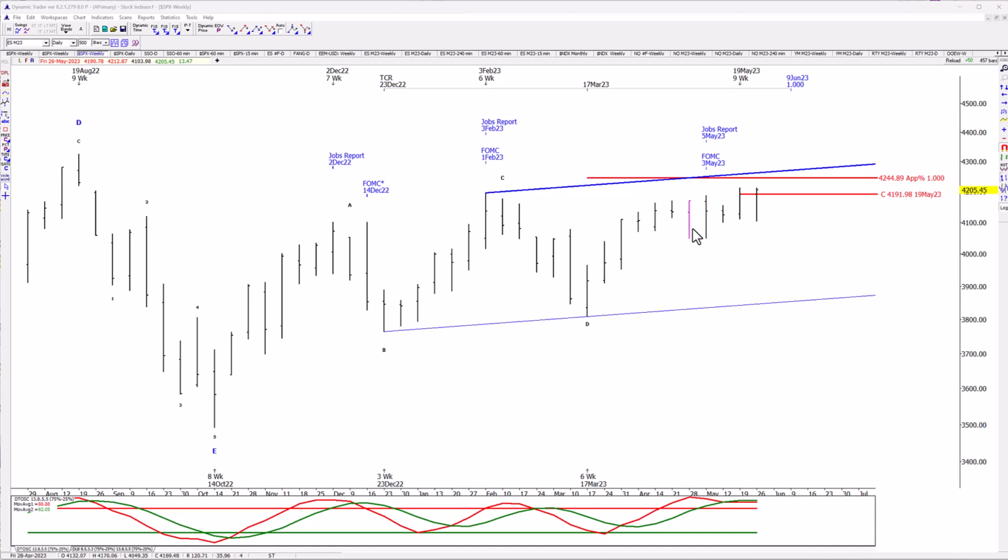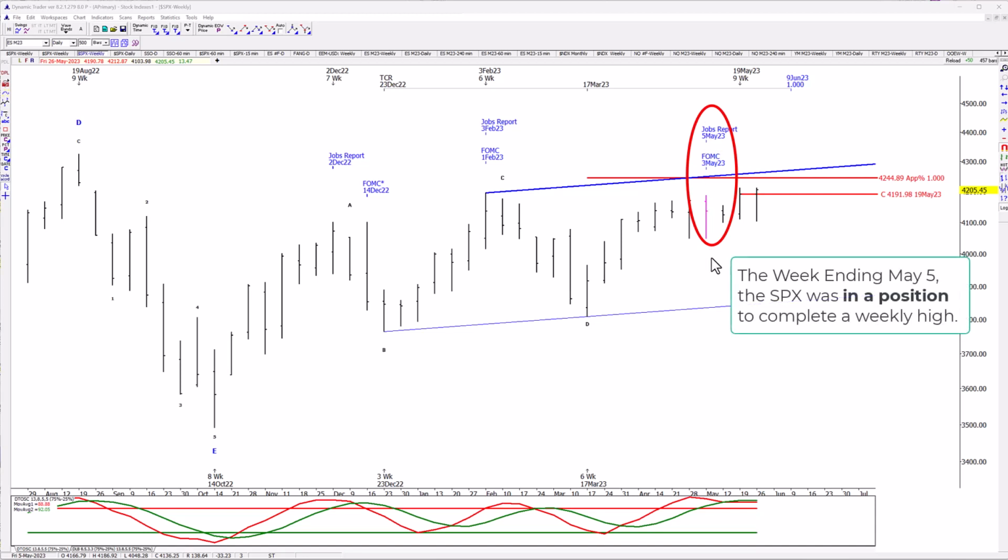If you watch some of the earlier videos from 3 or 4 weeks ago, you'll know that I'd been anticipating that the SPX and the other indexes were coming into a position to complete a weekly high. That'd be a high that lasts for several weeks and potentially several months. And then on this week ending Friday, May 5th, we made what we call a bear reversal week. That was the week of the last Fed announcements and the job report, and our weekly momentum cycle was overbought.